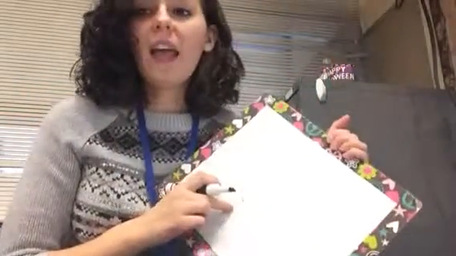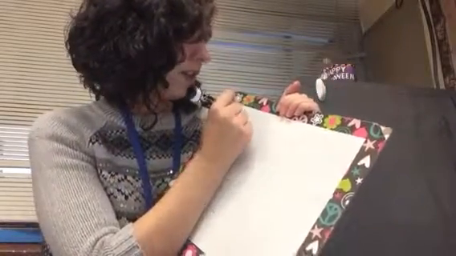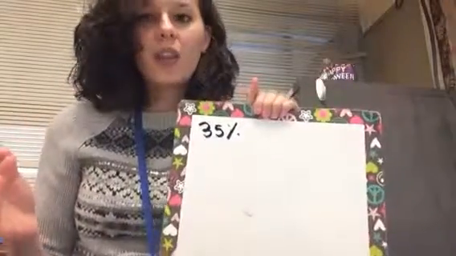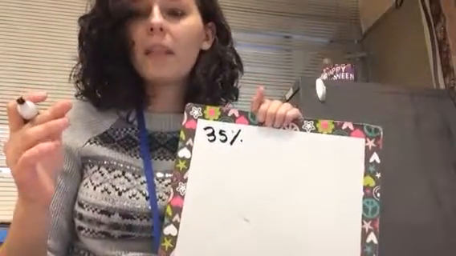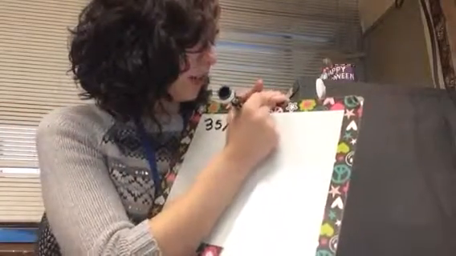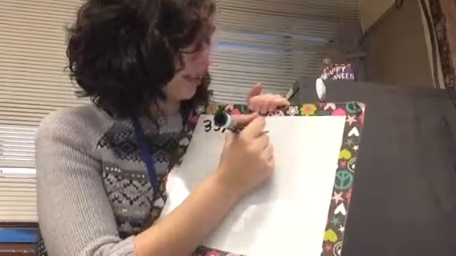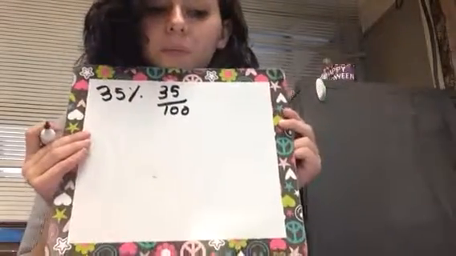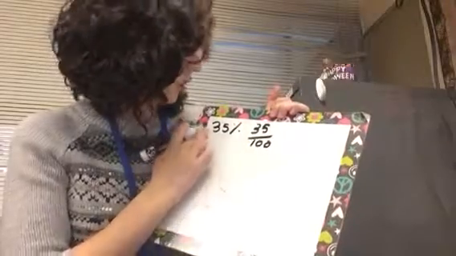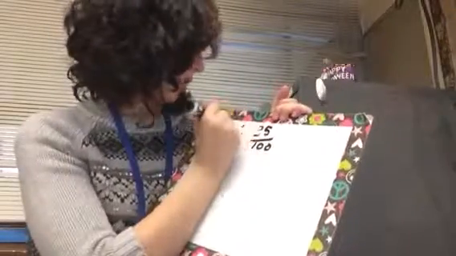So the first thing we can do is change a percent. So say we have 35%. We can change that easily to a fraction because we know this is out of 100%, 35 out of 100. So we write our fraction 35 hundredths. And we can simplify that, but you guys know how to do that, so I'm not going to go into that.